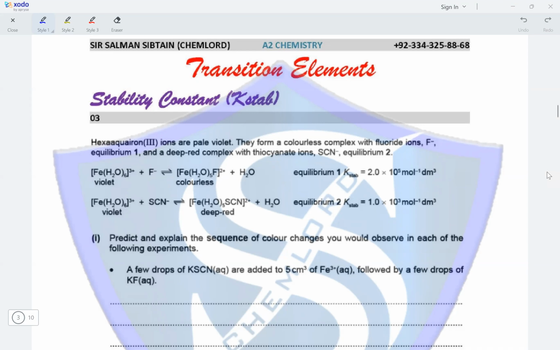A few drops of KSCN are added to Fe3+ aqueous. So, in this case, the color would change from violet to deep red, followed by a few drops of KF. So if KF is added to the deep red color, then the deep red color would turn colorless because we are going from a less stable ion to a more stable ion, which would be preferred. So the color change would be deep red to colorless. This is due to ligand exchange in order to form a more stable complex.